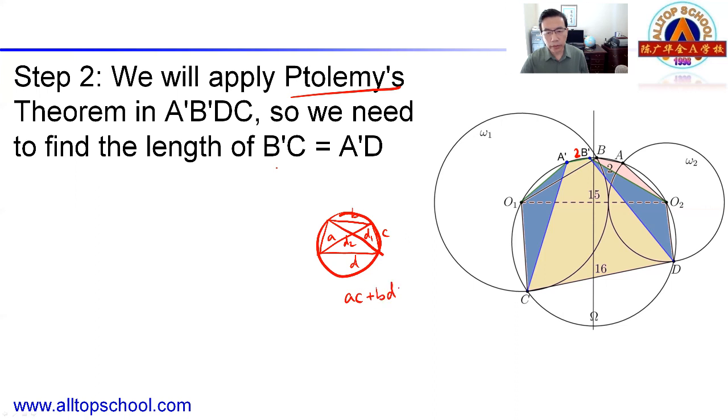The sum will be exactly equal to the product of the diagonals. So that's a very nice Ptolemy theorem. We can use it. So that means over here we need the diagonals B prime C and A prime D. So the goal is to find the legs A prime C and B prime D.